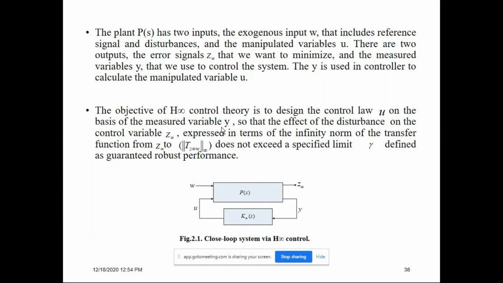Correspondingly to the exogenous input, your control law is that the effect of disturbance on the control variable is expressed in terms of the infinity norm. You have the second norm, the L1 norm, L2 norm, the Euclidean distance error function, and E transpose E, your integral of that. When you go for the error, you are taking the gradient surface. So this is the augmented plant.